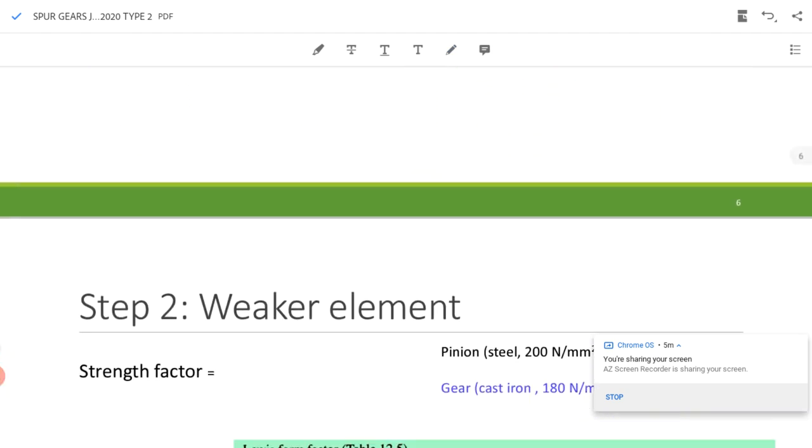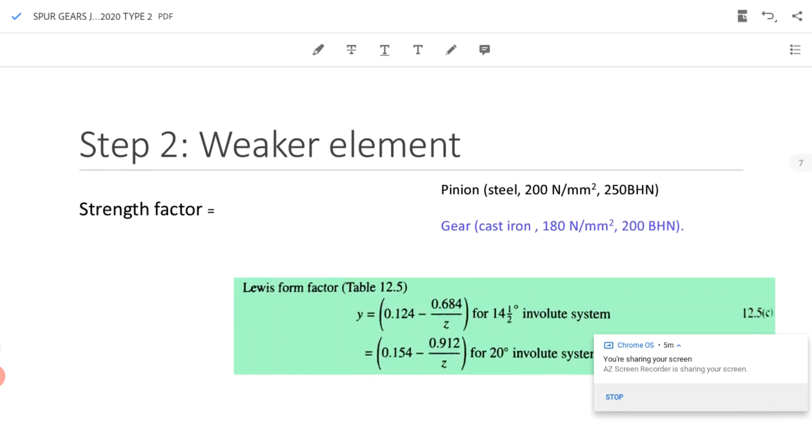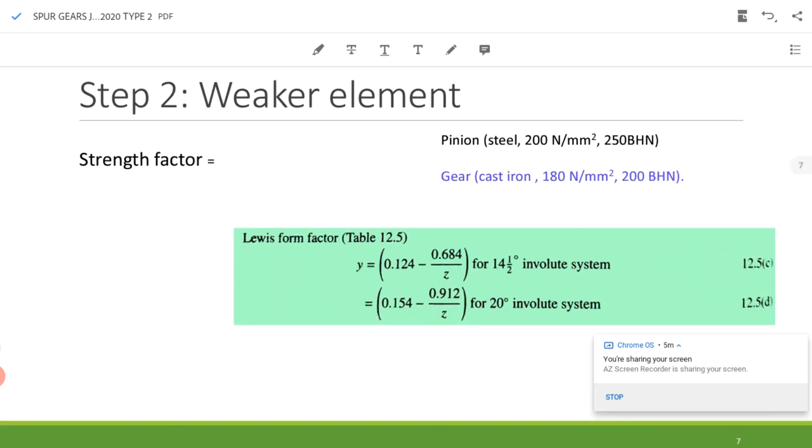The second step is to find the weaker element. From this step onwards, there will be a slight change in the design. First, we have to find the strength factor, sigma d into y. Sigma d is already given, sigma d1 and sigma d2.